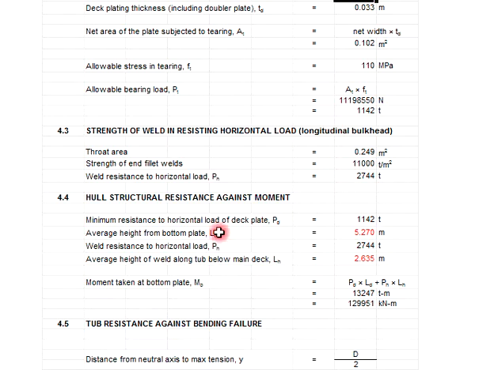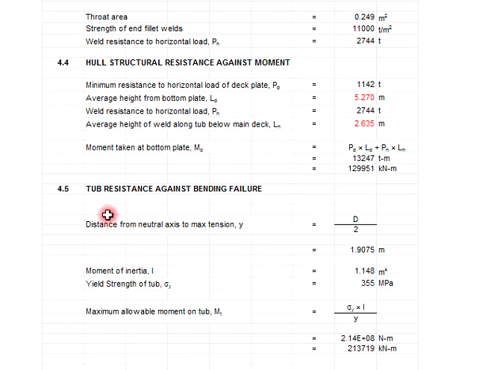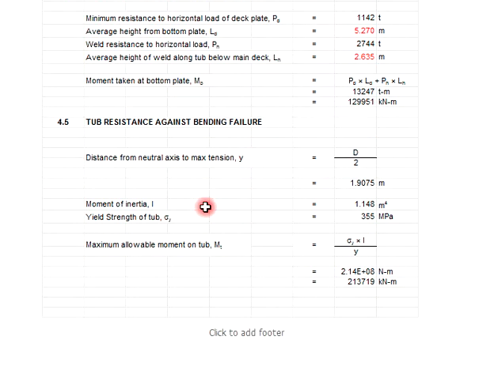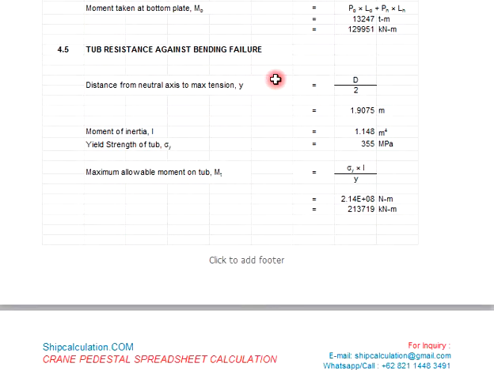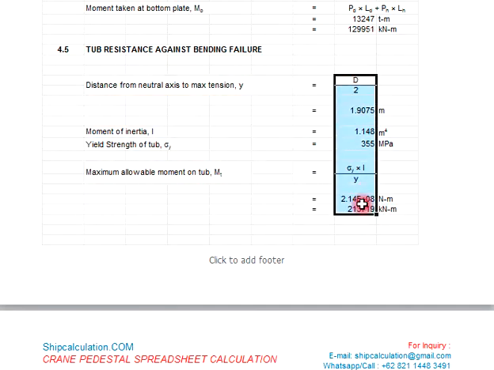Then check the strength of the weld in resistance to horizontal load, also the longitudinal part you have to check. Also check the hull structural resistance against the moment, and how much the tube resists against bending failure. The tube resistance against the bending failure is automatic also, so you don't need to change anything here.